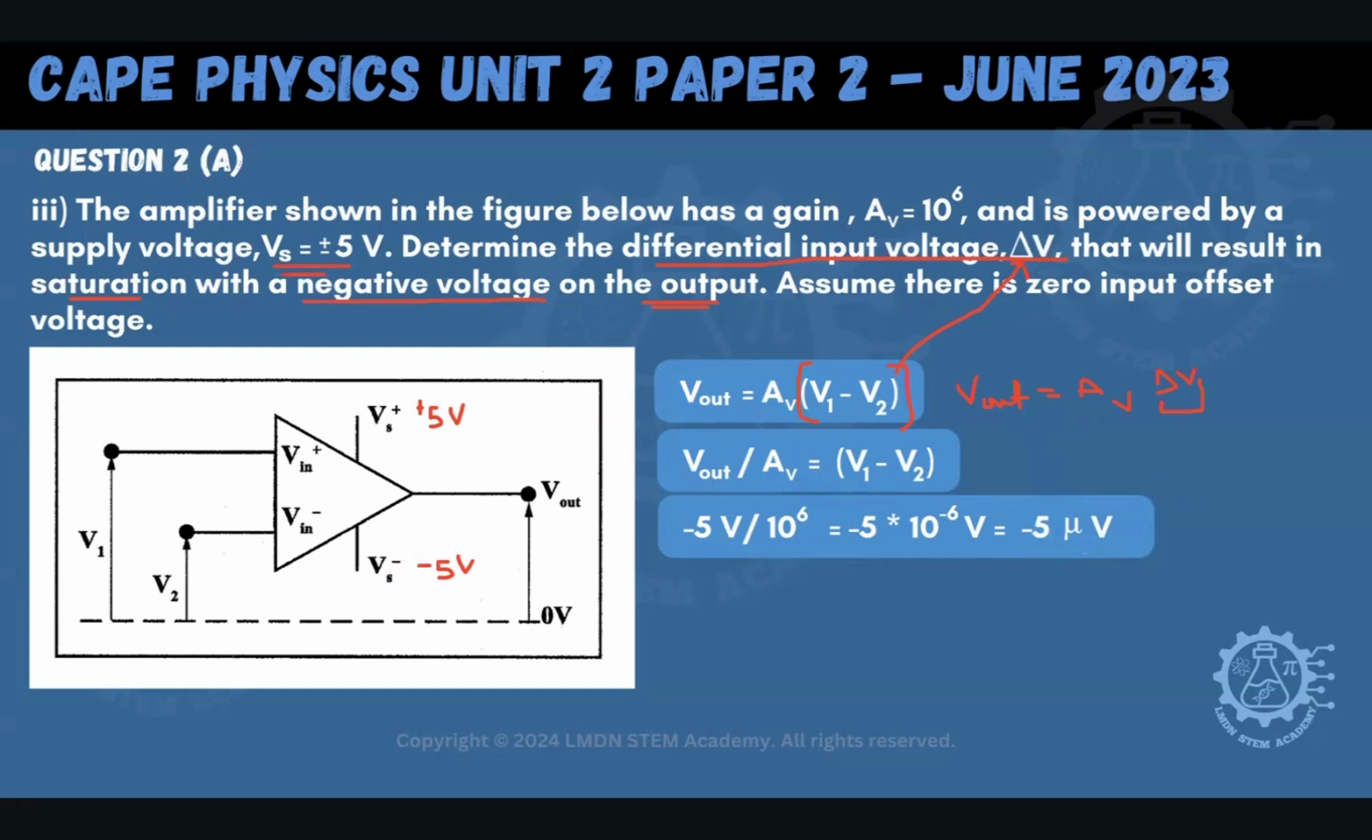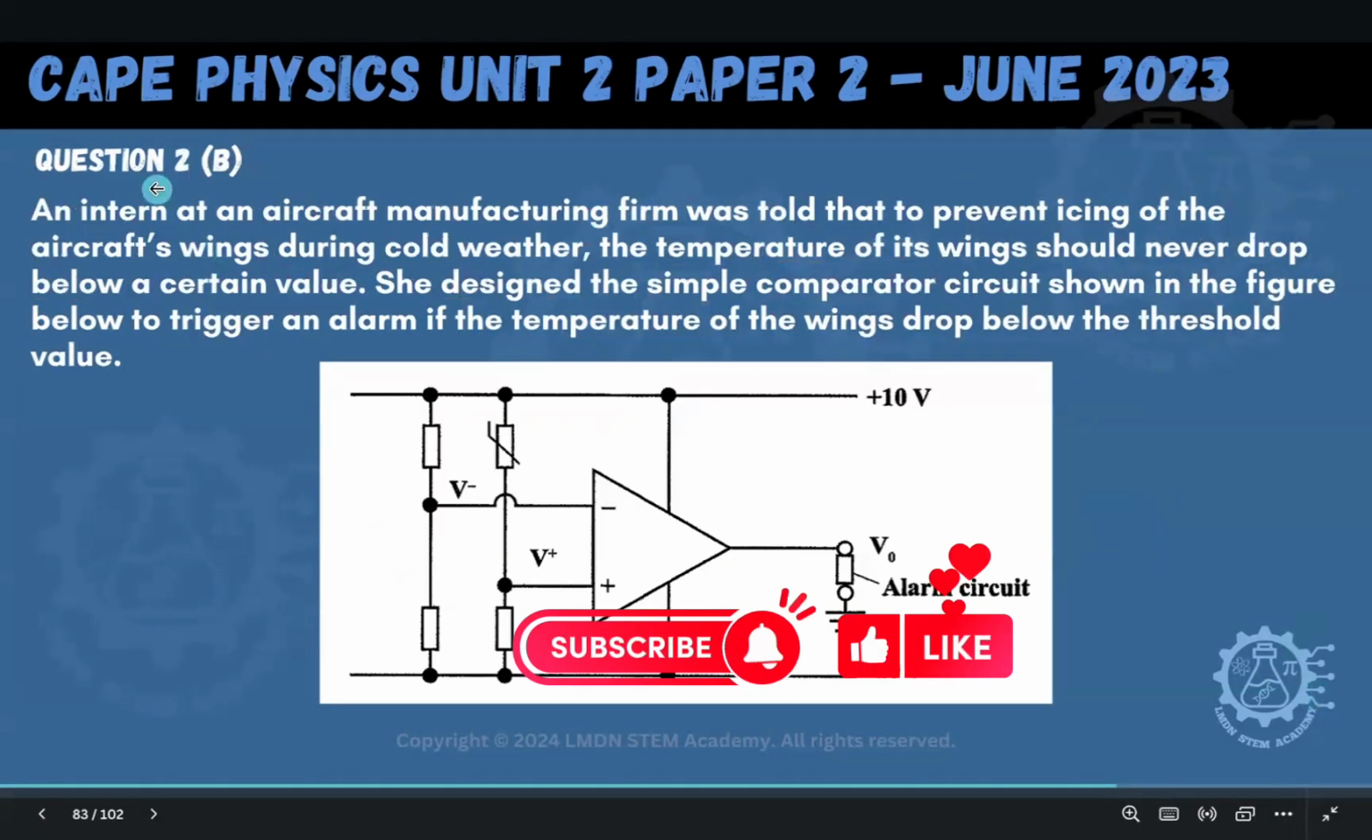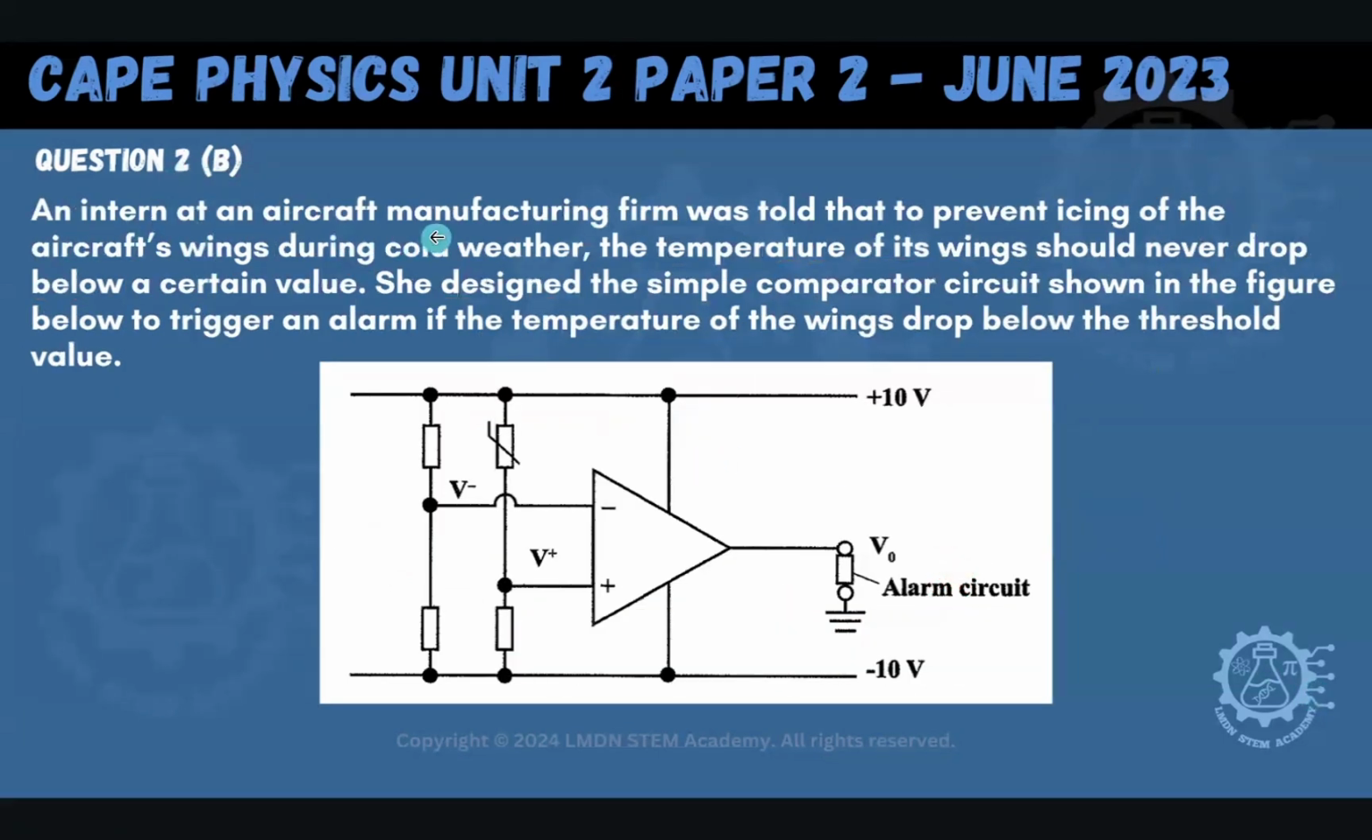All right. And so with that, we're ready to move on. So let's go ahead now to the other part. All right, so we're at 2B now. It says that an intern at an aircraft manufacturing firm was told that to prevent icing of the aircraft wings during cold weather, the temperature of its wings should never drop below a certain value. She designed the simple comparator circuit shown in the figure below to trigger an alarm if the temperature of the wings drops below the threshold value. So there's a value below which you don't want to go, because the wings will freeze. Okay? So she has a comparator circuit that she designed here.